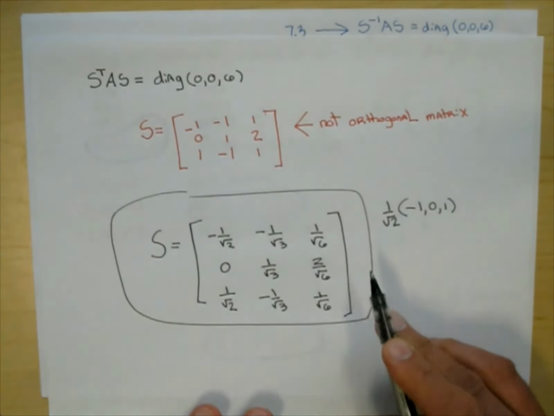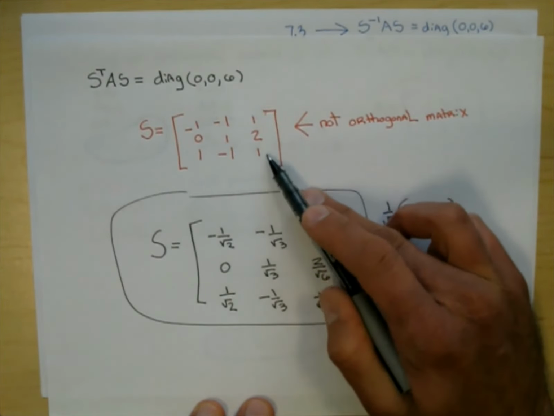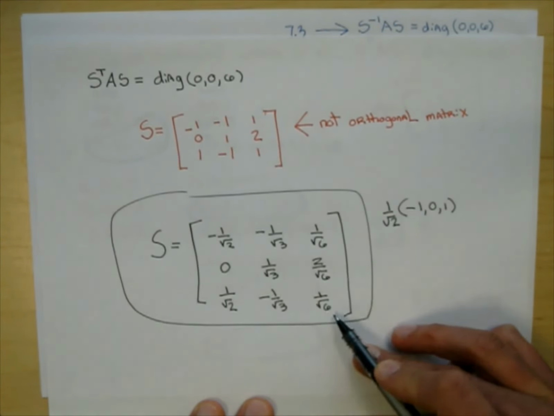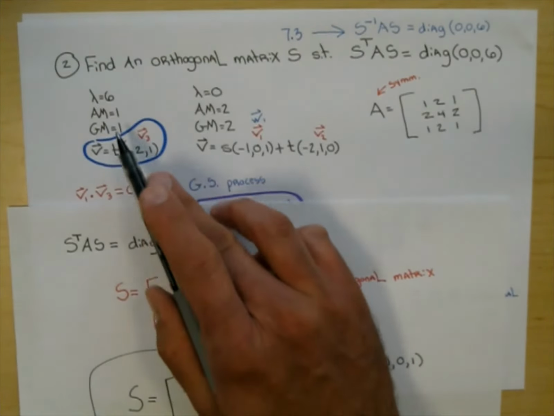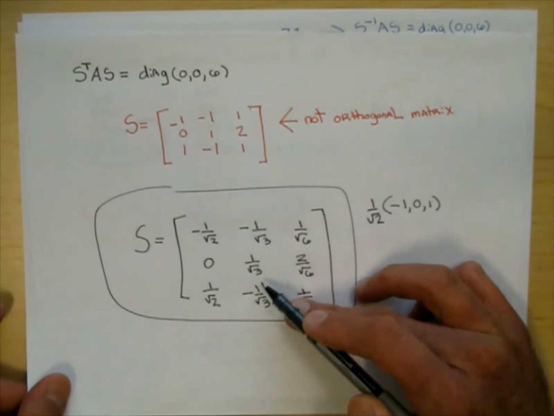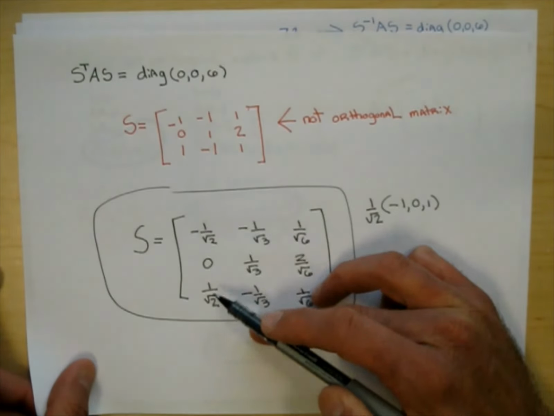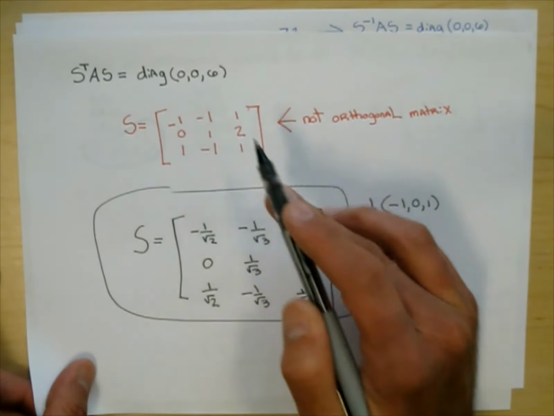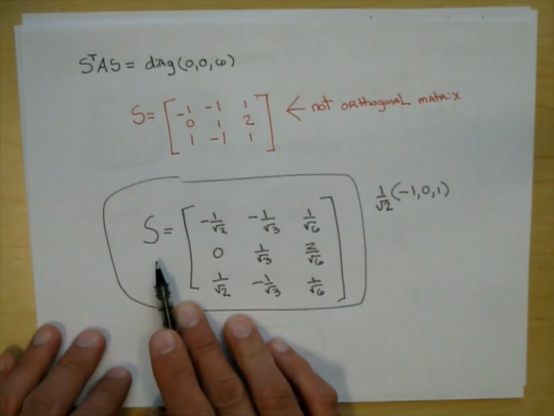You do have to put them in the right order, because this right here is an eigenvector. That's also an eigenvector, but this is an eigenvector for lambda equals 6, as you can see. So 1, 2, 1, and then we just normalized it. And then these guys right here are eigenvectors for lambda equals 0. So this guy right here, S, is an orthogonal matrix.